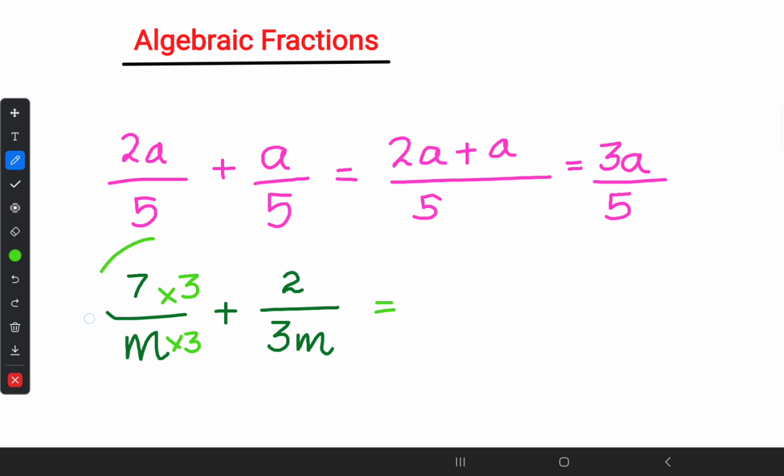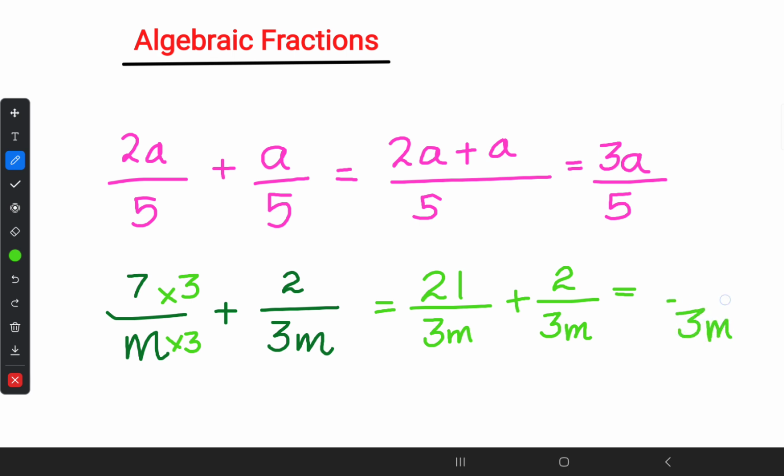That's what I did. You should find the equivalent fraction for the first fraction to obtain the common denominator. 7 times 3 is 21. In the numerator we have 3 times m, which becomes 3m. The right side fraction already has 3m as the denominator, so there is no need to change that. Now look at them: both fractions we need to add have the same denominator 3m. Over that, the numerator 21 plus 2 would be 23. This is what you should do while handling algebraic fractions.